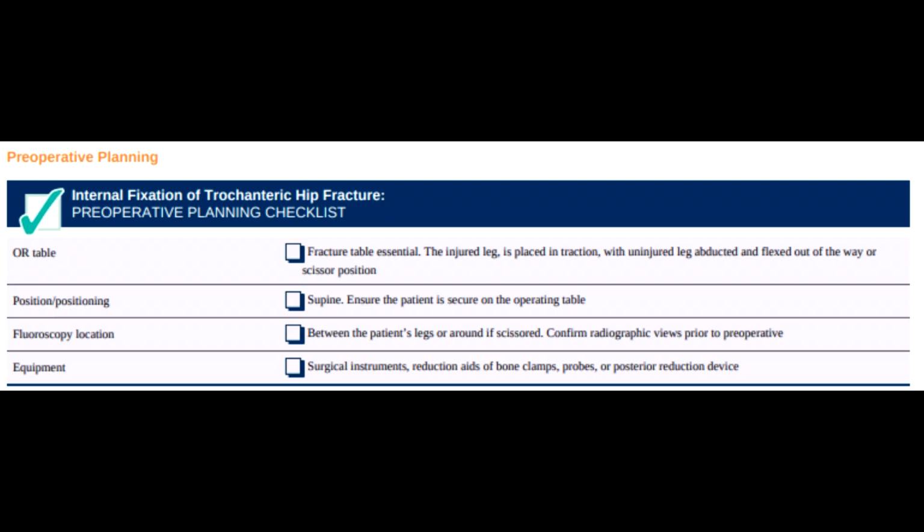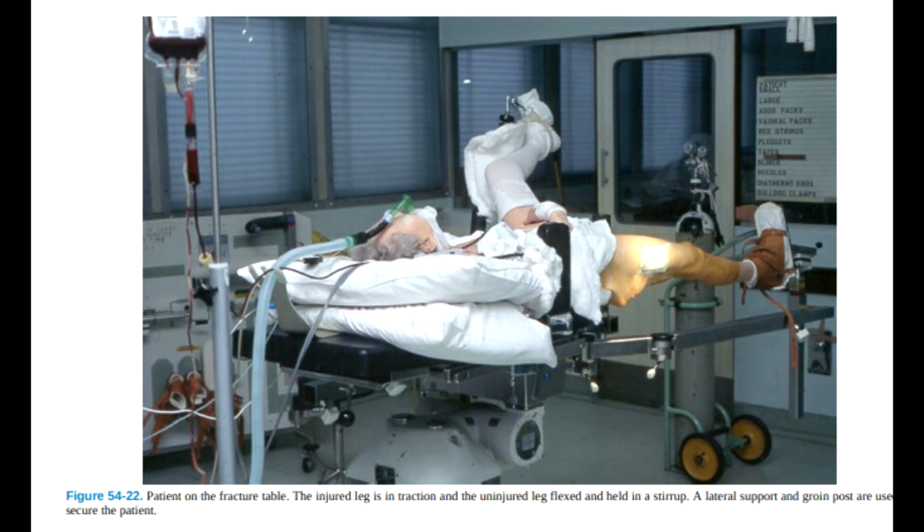For exams, remember, poor planning is one of the most common causes of intraoperative complications. Patient positioning is well illustrated in Figure 54-22. The patient is supine, with the injured leg fixed in a traction boot and the uninjured leg flexed in a stirrup. Lateral support and a groin post stabilize the pelvis. This setup allows the surgeon to apply controlled longitudinal traction and, if needed, internal rotation.